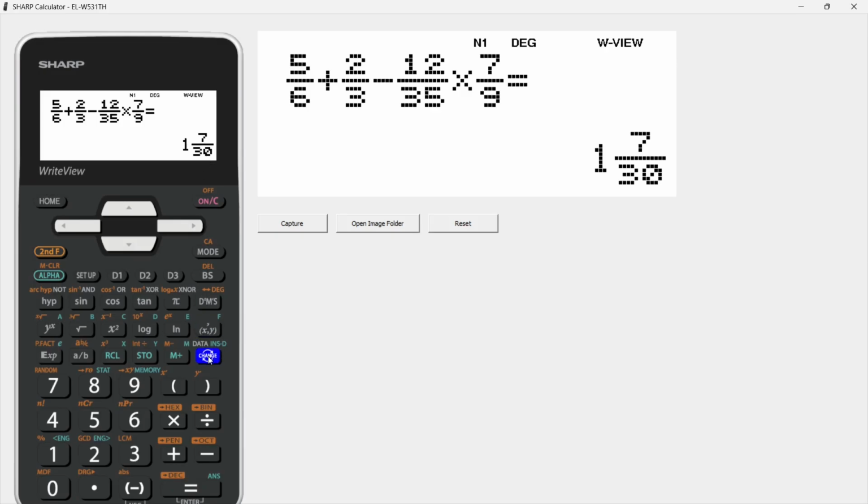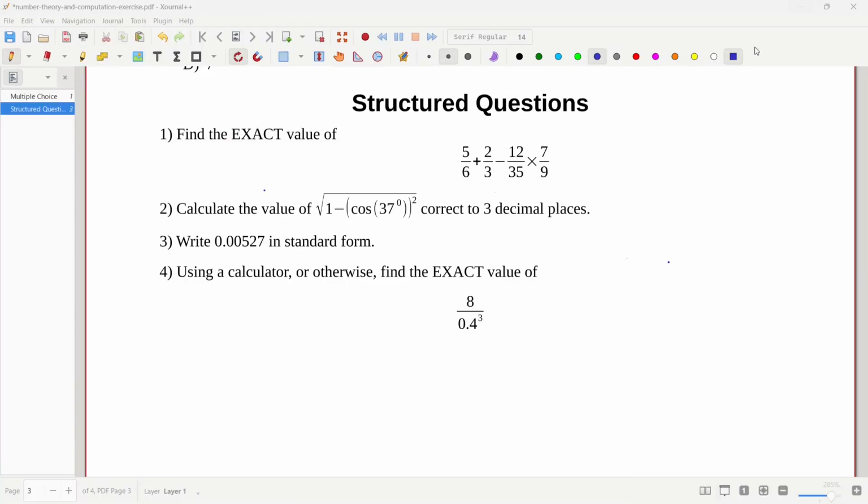I can change the answer's form by just simply pressing this. And this is the form that I will accept, 1 and 7 over 30, because they ask for the exact value. So this is equal to 1 and 7 over 30.